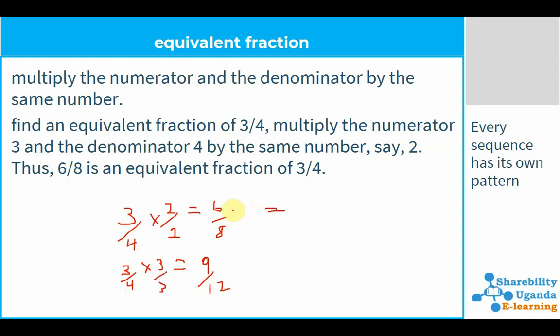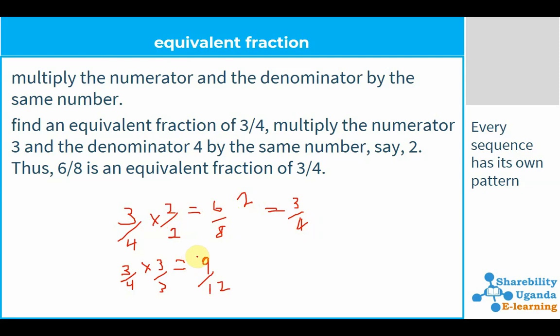If we take a common factor of 2, 6 divided by 2 gives us 3. When we take the common factor 2 and divide 8 by 2, we get 4. So this number is the same as this one.